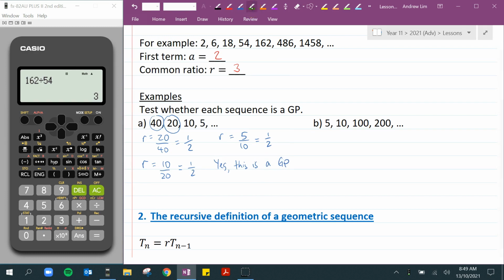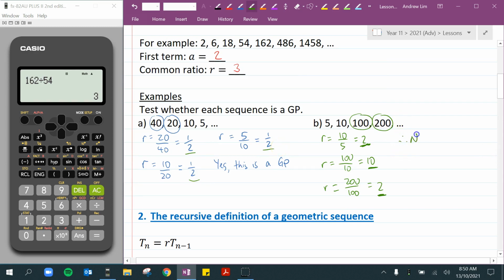Pause the video, have a go with question B yourself. Okay, so we'll take a term, divide it by the previous term. 10 divided by 5, that's 2. Do the next one. 100 divided by 10. Oh, that's 10. The difference already. We can try this one. 200 divided by 100. That's 2. Well, we can see here that they're not all common. The ratio is 2, 10, and 2. So because it doesn't have a common ratio, like this one does, where they're all the same, this is not a GP. Not a geometric progression or sequence.